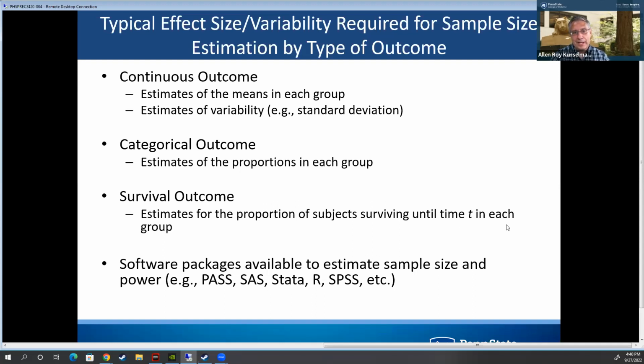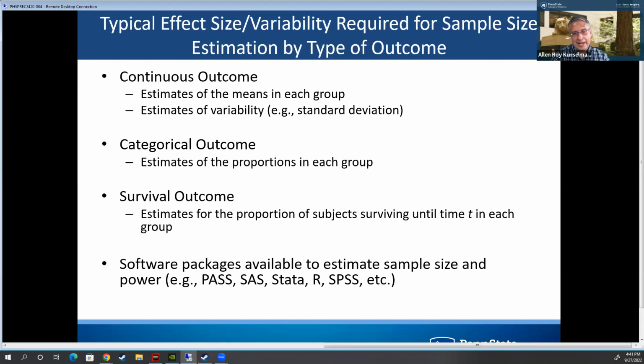A reminder is the bigger the standard deviation is, the more subjects it'll take to do your study. A categorical outcome. What you really need are the proportions in each group. Is it 0.2 versus 0.4 or 20% versus 40%? Survival outcomes. Their estimates proportion of subjects surviving until time t. So what's the proportion of subjects surviving until 1 year? Or what's the proportion of subjects surviving until 5 years? So those are looking at survival outcomes.